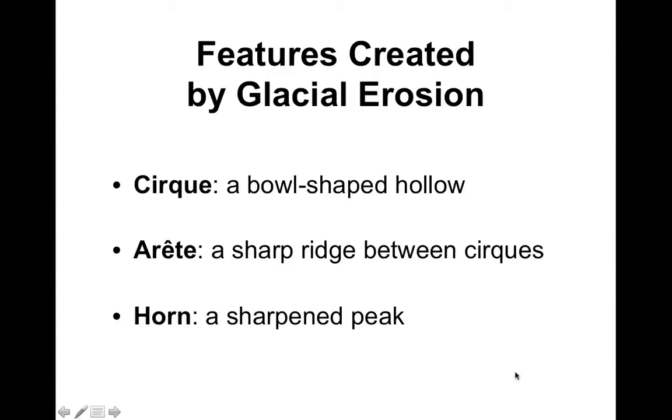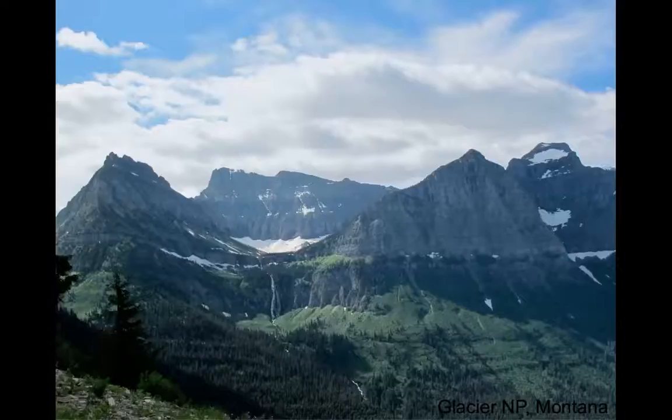Then there are some much smaller features created by glacial erosion: cirques, arêtes, and horns. A cirque is a bowl-shaped hollow. I like to think of it as a little ice cream scoop, like the scoop just scooped out. The arête is the sharp ridge between the cirques, and a horn is a sharpened peak.